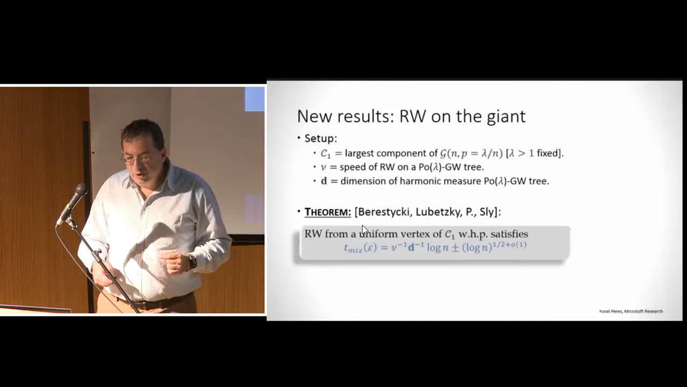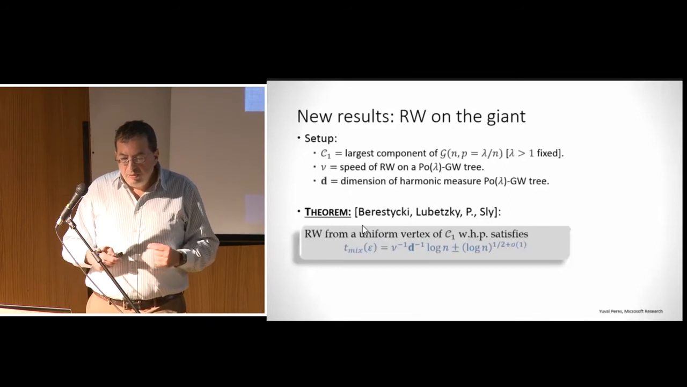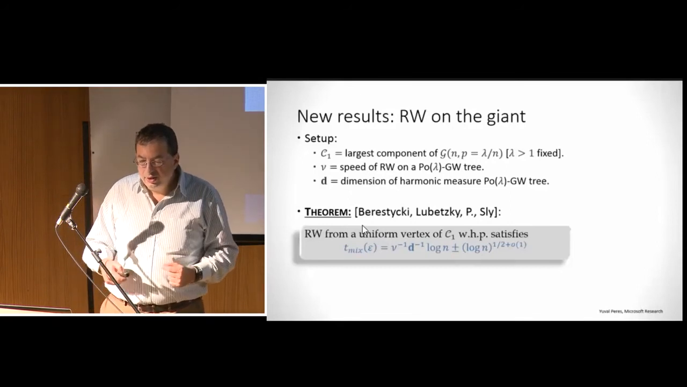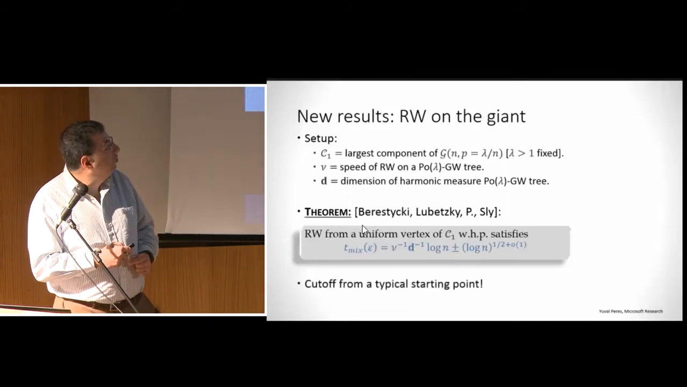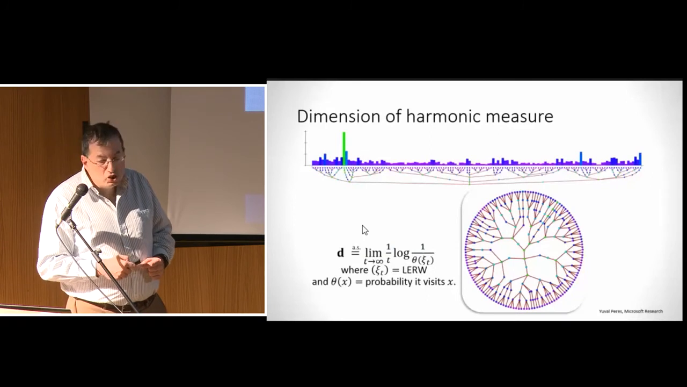But if you start from a typical vertex, then there is cutoff. The mixing is much faster. It's a constant times log n. And what is this constant? It involves two interesting quantities. One is the speed of the random walk, and the other is the dimension of harmonic measure.